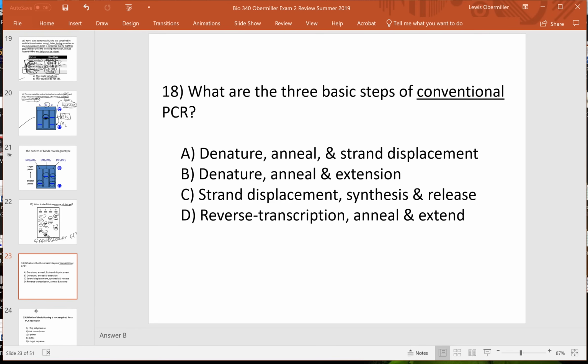All right. What are the 3 basic steps of conventional PCR? Remember, we have to heat up the DNA to separate the strands.